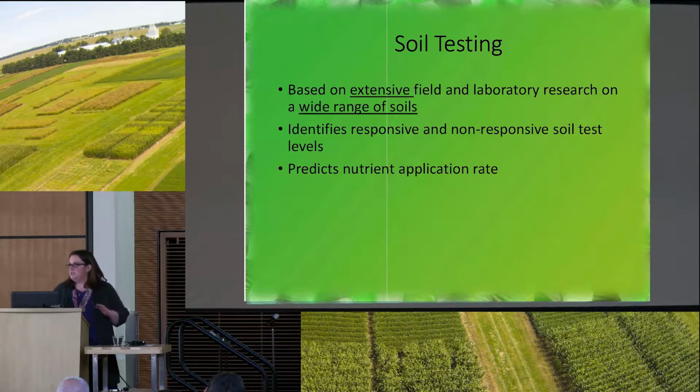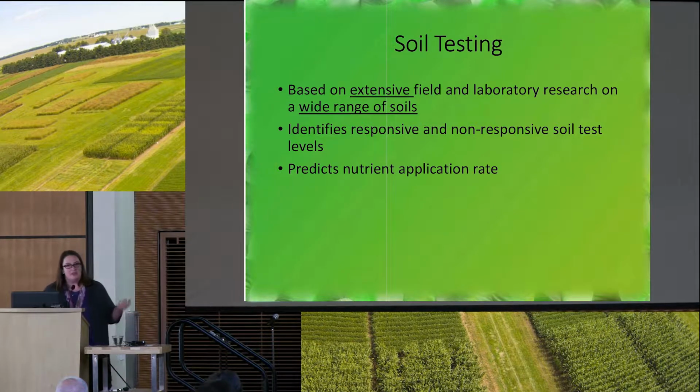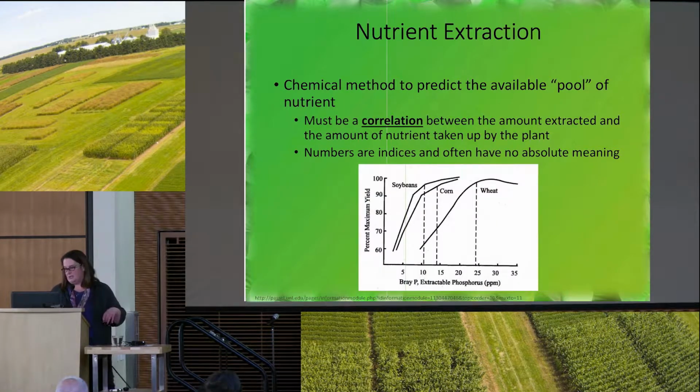So this testing is based on extensive, hundreds to thousands of field data or years of crop growing data, right? To calibrate this test to what we think a plant needs, right? So it identifies a non-responsive area, a responsive area, and predicts a nutrient application rate. I'm gonna go through all the science because there is a point in the end, don't worry, why I'm going through all of this.